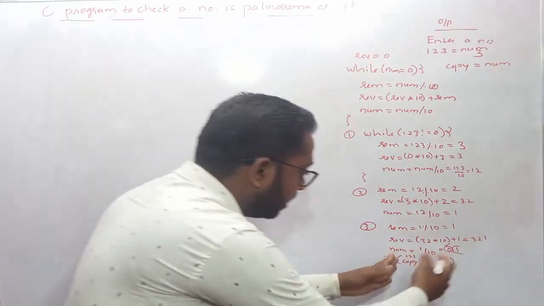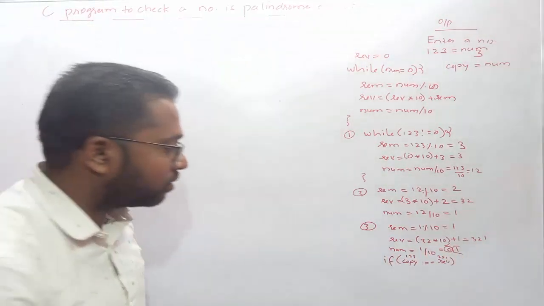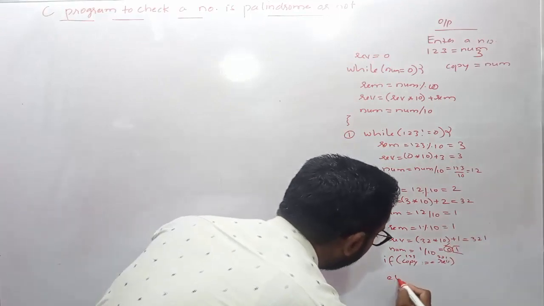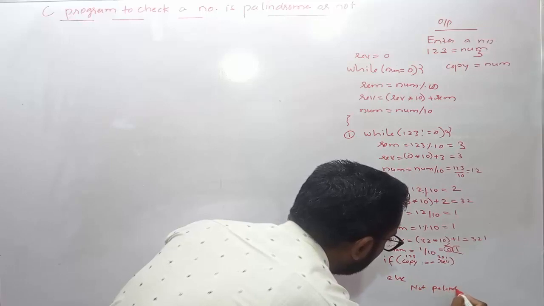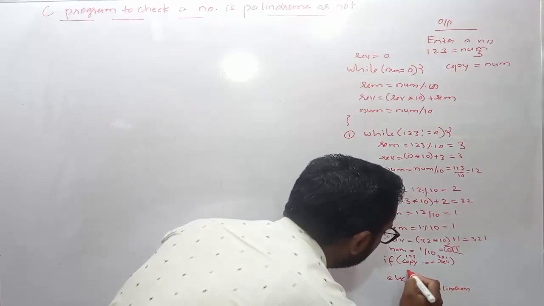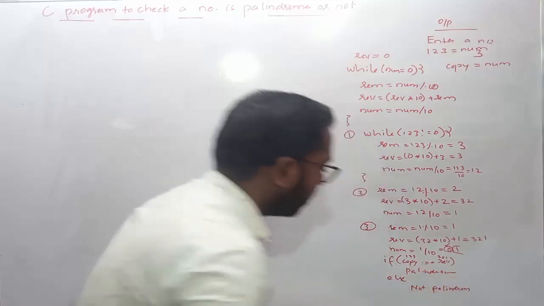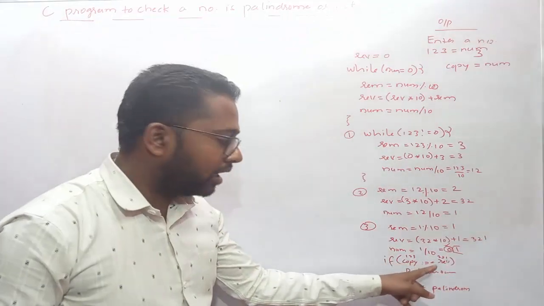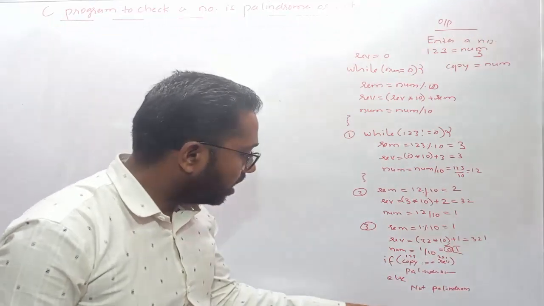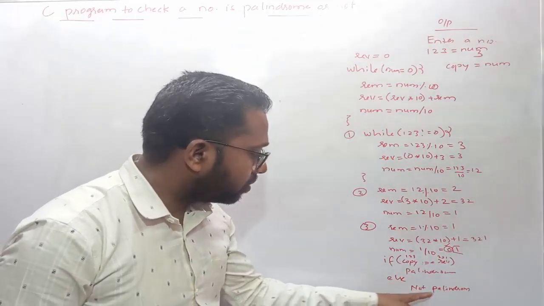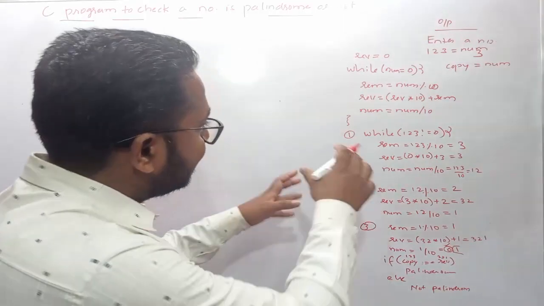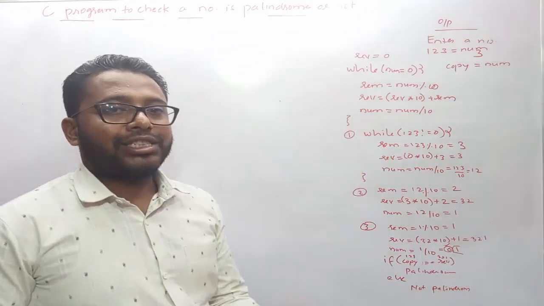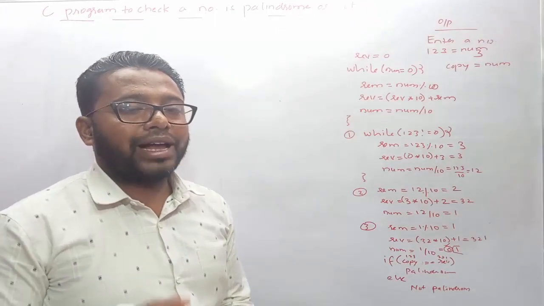Now since both of these numbers are different, that's why you will get not palindrome. Okay, since this condition didn't get satisfied because both of these numbers are different, that's why control will come to the else part to display not a palindrome number. Okay, so this is the logic for checking whether an entered number is a palindrome or not.